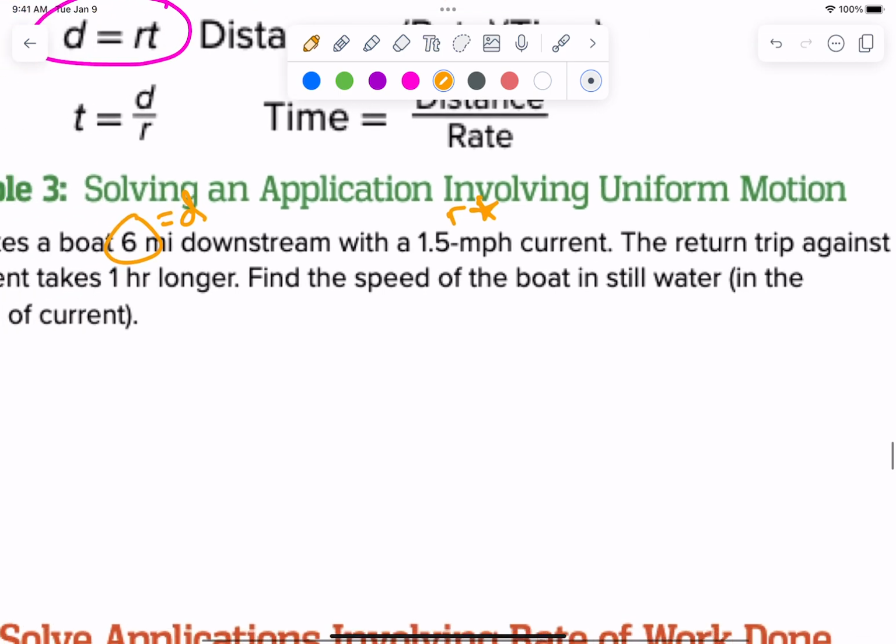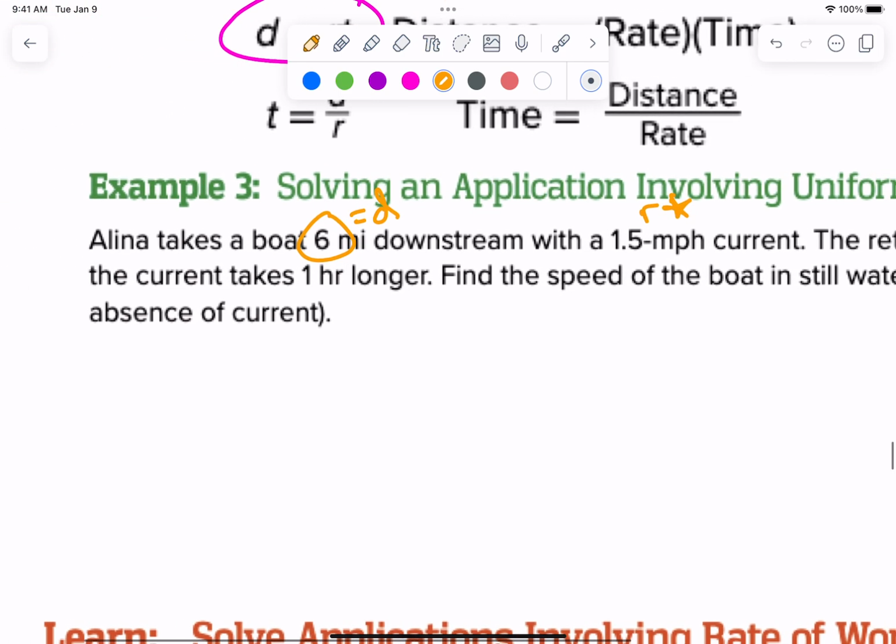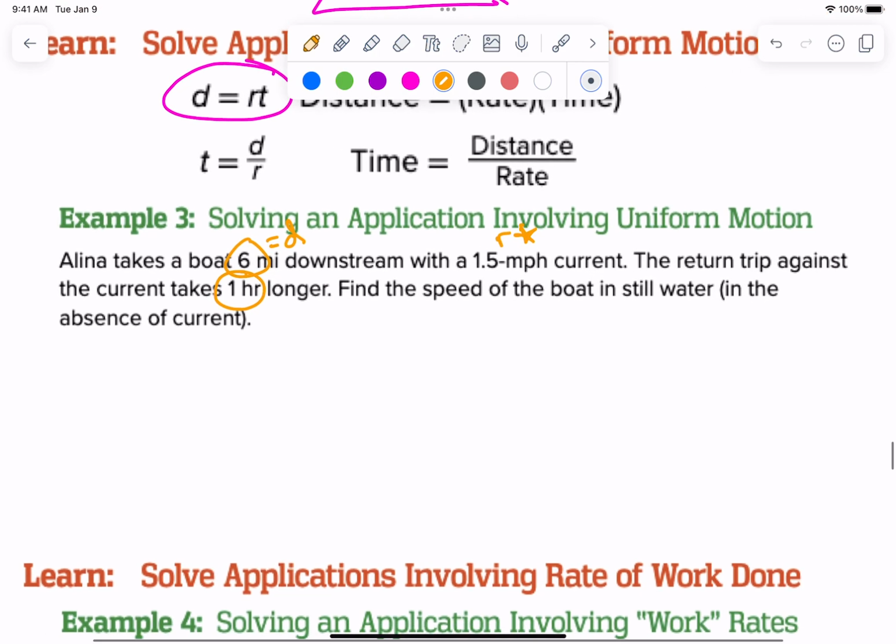The return trip against the current takes 1 hour longer. Find the speed of the boat in still water, in the absence of the current.